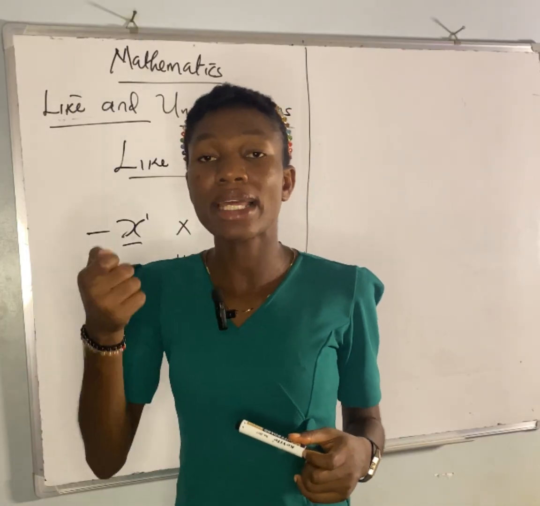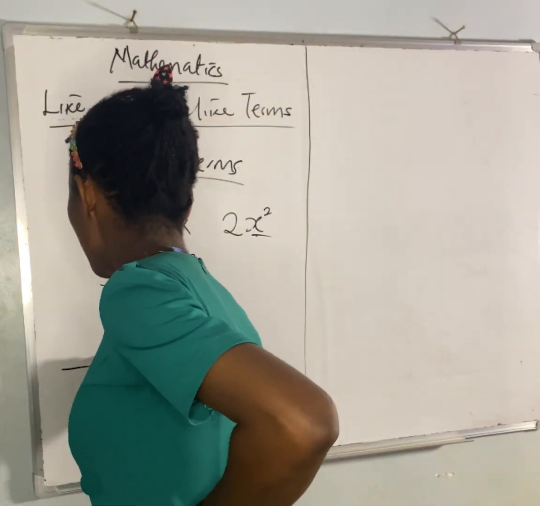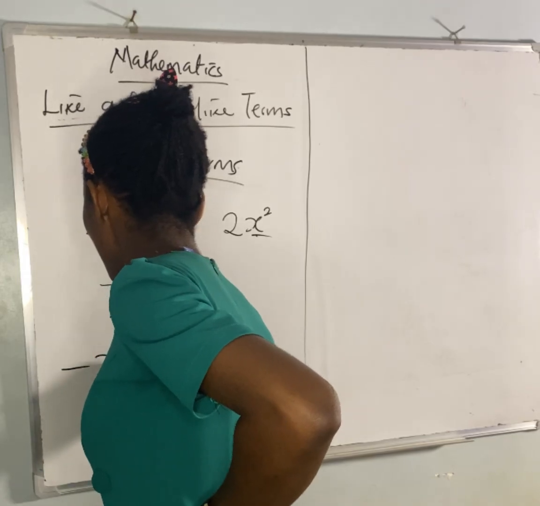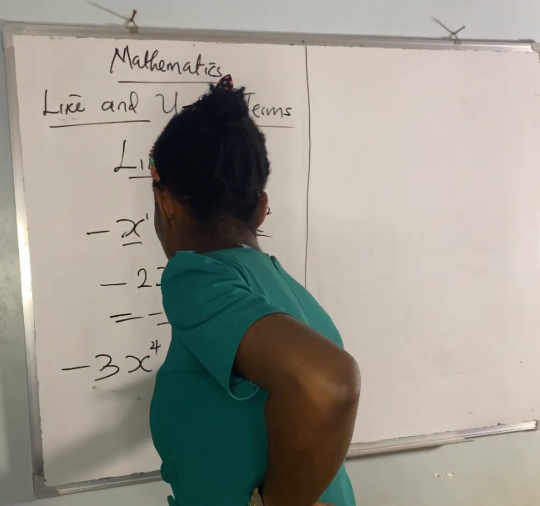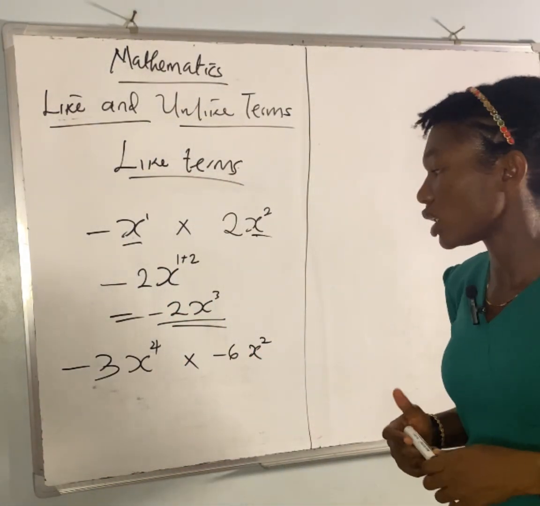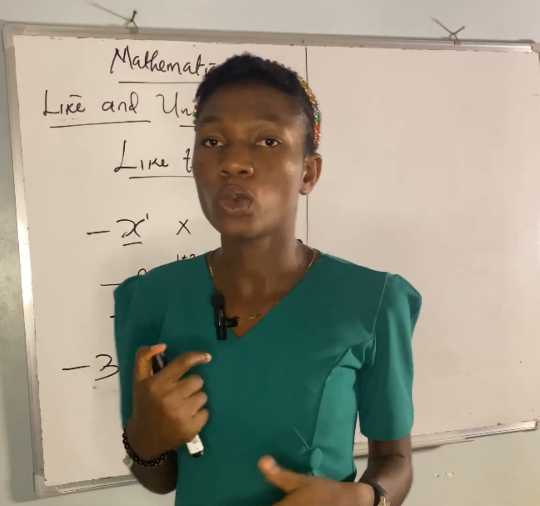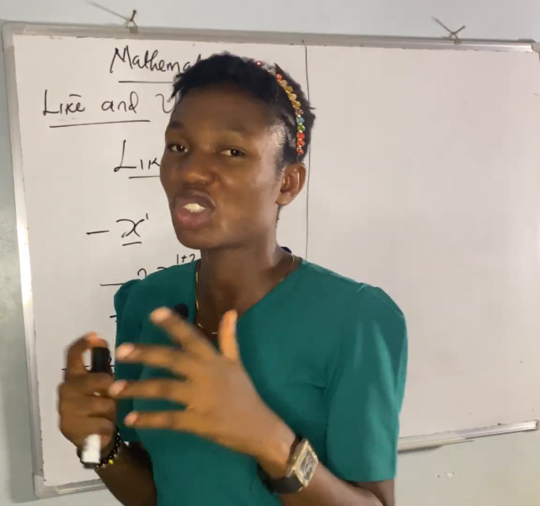Now let's try another example on like terms, okay? We are still on like terms, so you have minus 3x raised to power 4 multiplied by minus 6x raised to power 2. Okay, that's x squared. We want to multiply, like I said, we are always starting our multiplication from the sign whenever you have to multiply.